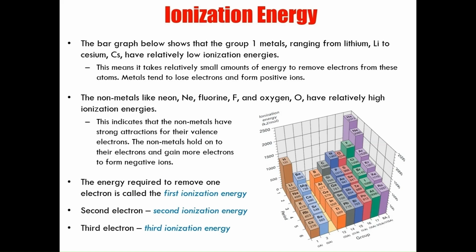Now, of course, it is possible for certain elements to lose more than one electron to achieve a stable electron configuration. The energy required to remove one electron from the valence energy level of an atom is called the first ionization energy. The energy required for every subsequent electron would be called the second, third, or fourth ionization energies, respectively.